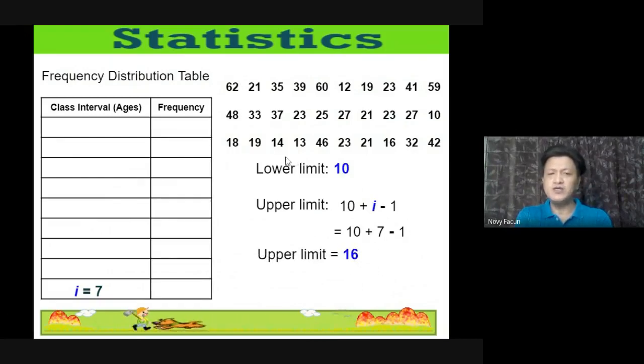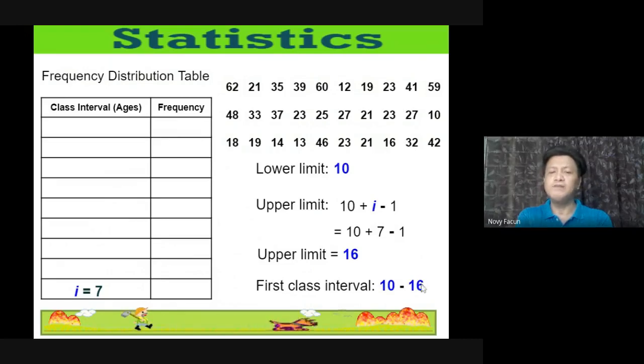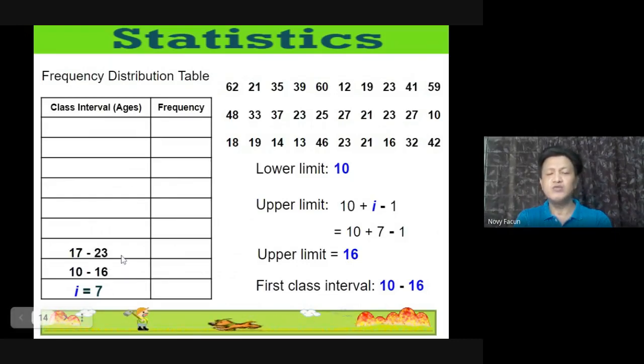And from this, using the lower limit and upper limit, we can now write the first class interval. Ibig sabihin between or from 10 to 16 na ibig sabihin yan. Susulat ko na siya dito. Okay, and then magpa-plus ka naman dito sa lower limit 10 plus 7. Ganon din sa 16 plus 7. Kasi habang umakyat ka dyan, okay, nagpa-plus ka lang ng 7. Kaya 10 plus 7, 17. 16 plus 7, 23.